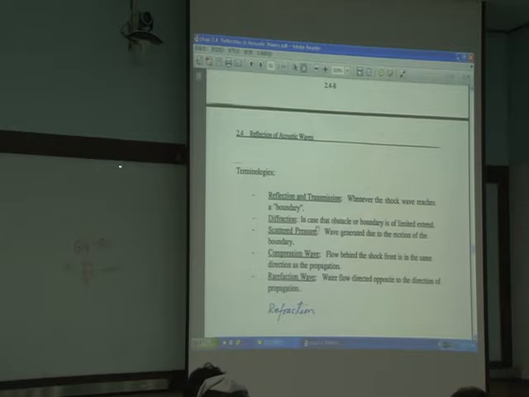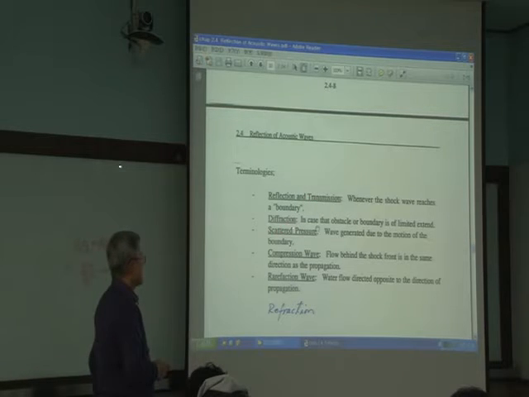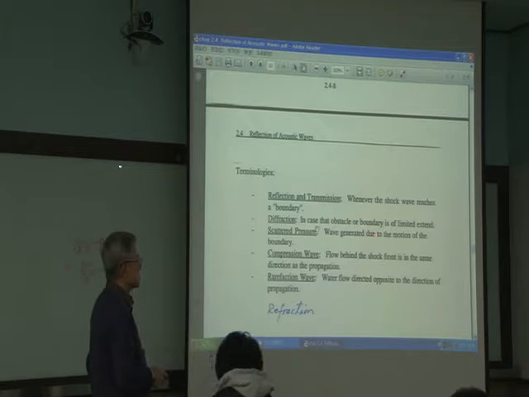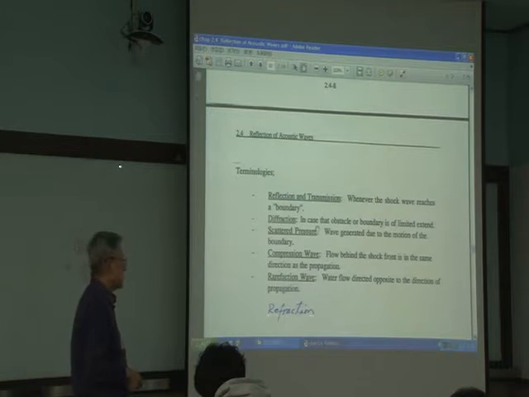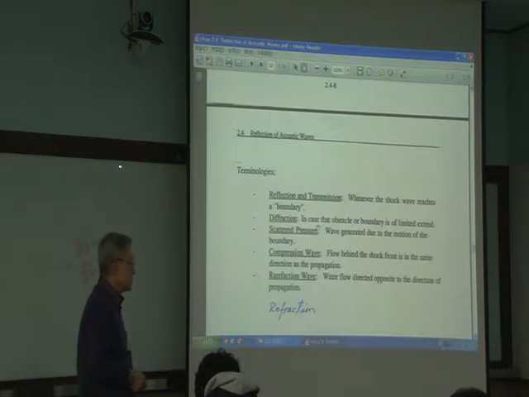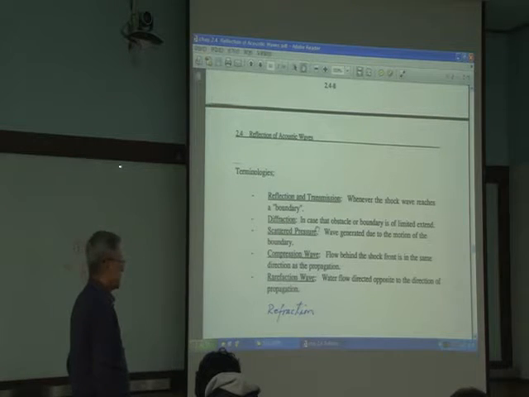And this is terminology about the reflection wave and transmission wave, diffraction, scattered pressure. Scattered pressure is really the wave generated due to the motion of the boundary of any target. For example, compression wave, the rarefaction wave. Refraction wave is the same as transmitted wave, okay? Transmit into the soil on the ground at the seabed.